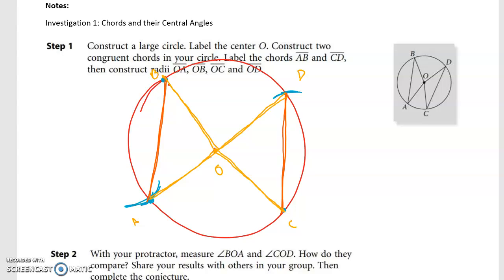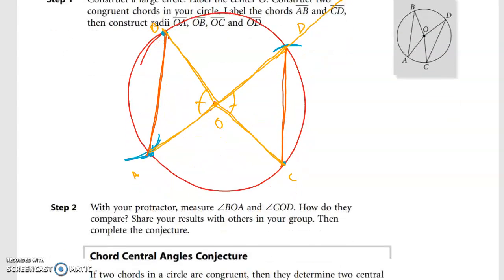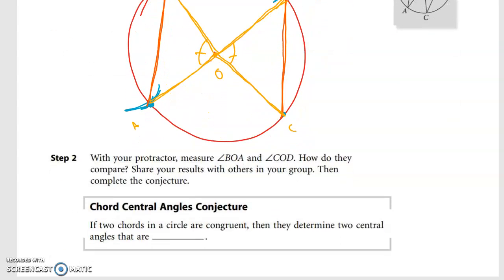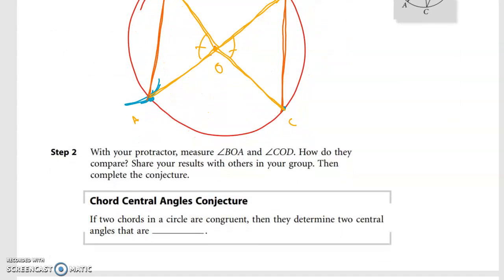So remember, put your protractor here, line it up with the vertex. You might need to extend one of the sides of those angles. And what you should discover is that these angles are congruent. So this means if two chords in a circle are congruent, then they determine two central angles that are congruent.